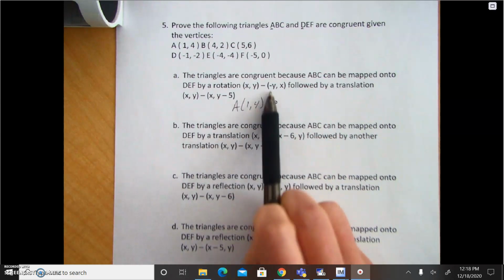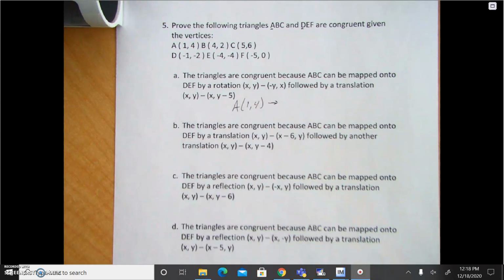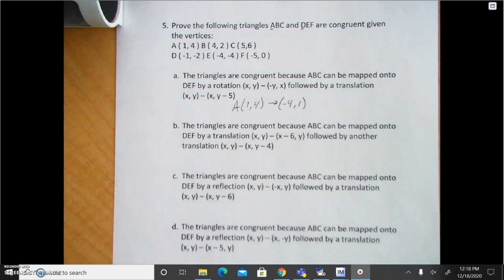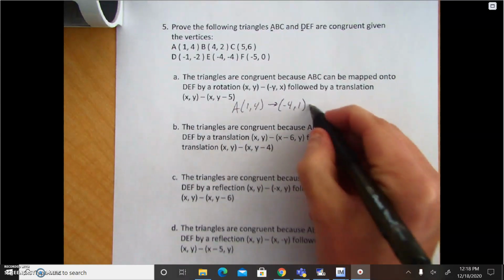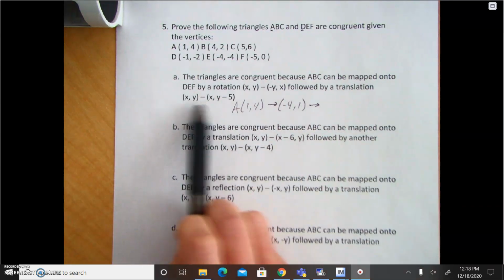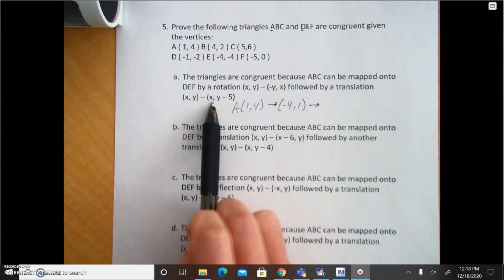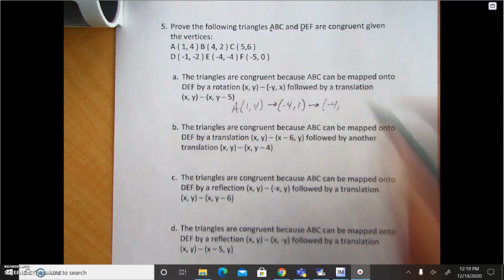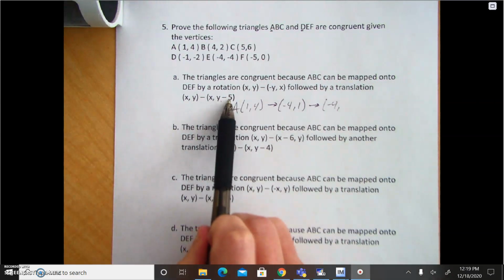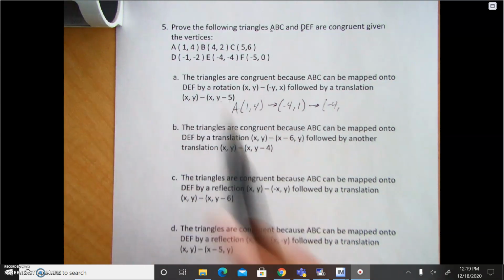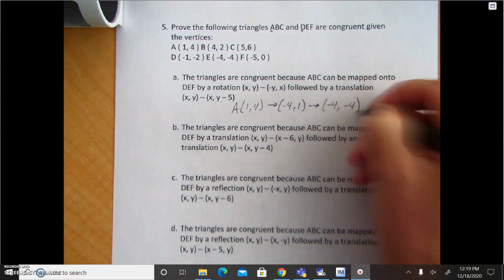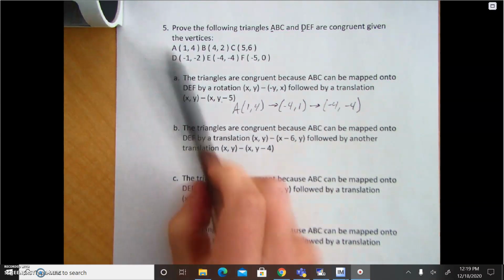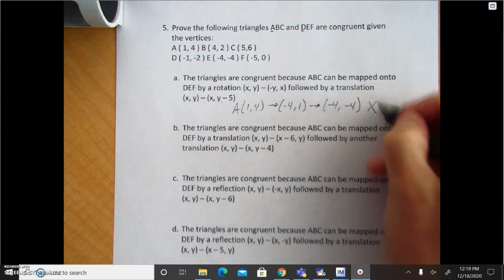Then I need to do the rotation -y, x. So I need to flip them and take the opposite of my y. So -4 and 1. Then it says a translation of (x, y) to (x, y minus 5). So my x stays the same, so -4. But then it says y minus 5. So 1 minus 5 is -4. And that is not what D equals, so that's not going to work.